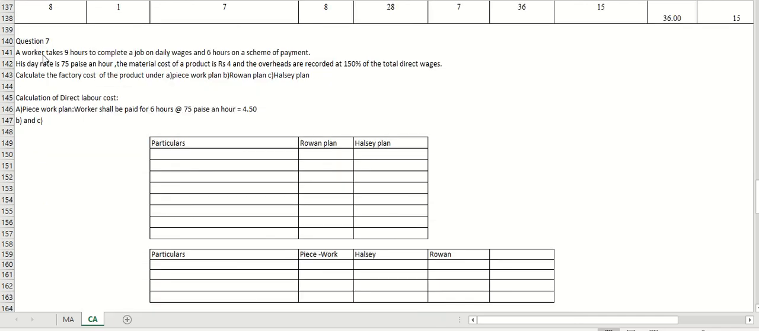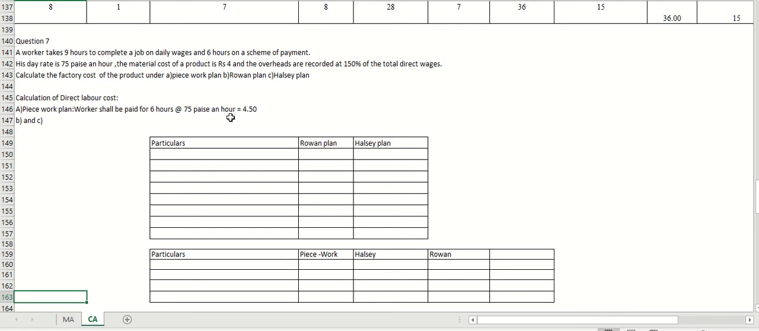So the next question: a worker takes 9 hours to complete a job on daily wages and 6 hours on a scheme of payment. His day rate is 75 paisa an hour. The material cost of a product is rupees 4 and the overheads are recorded at 150% of the total wages. Calculate the factory cost of the product under piecework plan, Rowan plan and Halsey plan.